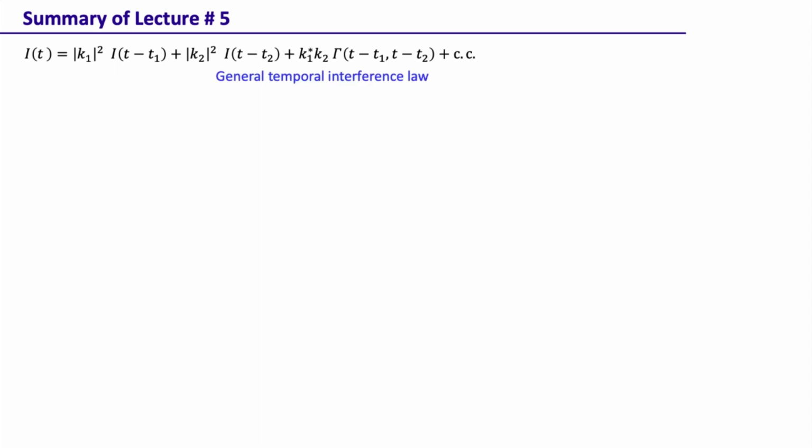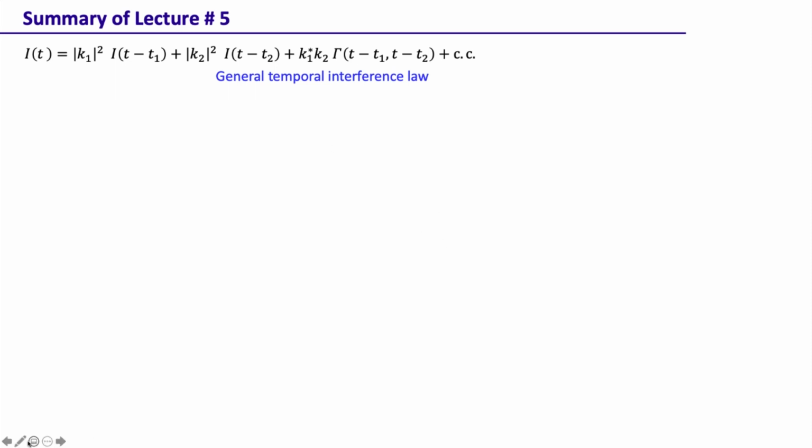But before we start today's lecture, let's look at what we did in lecture number 5. In lecture number 5, we looked at the interference in the temporal degree of freedom. This one is the general temporal interference law.